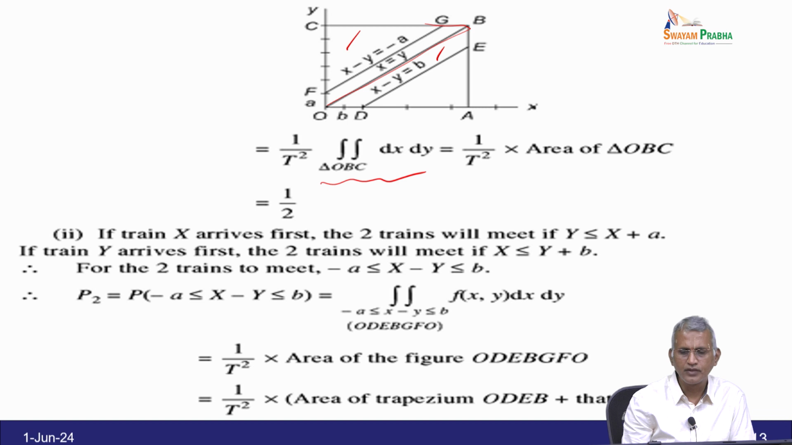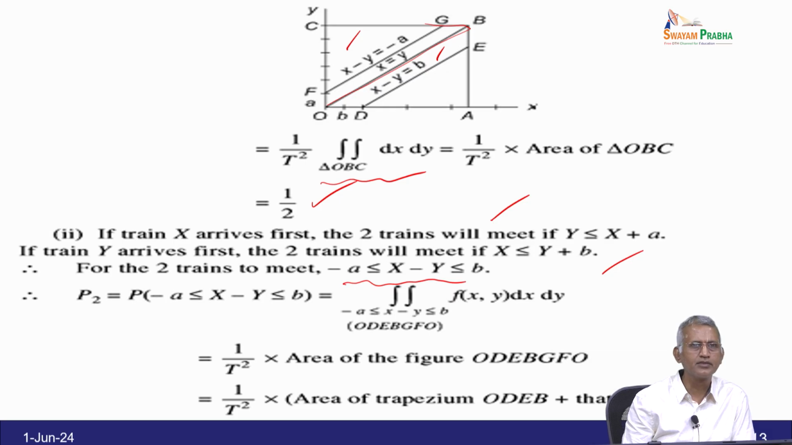Therefore, the area of the triangle OBC is equal to t square by 2, therefore t square gets cancelled, therefore half will come. So, 1 by 2 into this will come and that value is 1 by 2. So, if train x arrives first, the two trains will meet if y is less than or equal to x plus a. If train y arrives first, then the two trains will meet if x is less than or equal to y plus b. For the two trains to meet, we have minus a less than or equal to x minus y less than or equal to b.